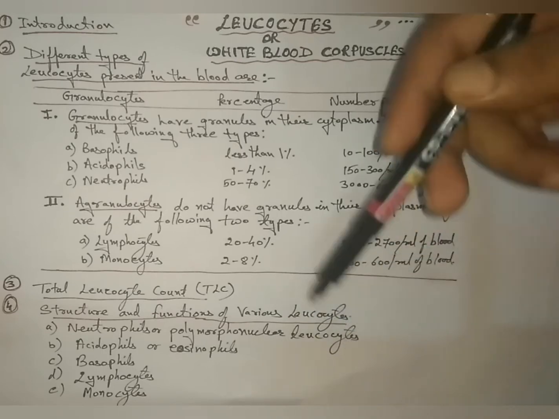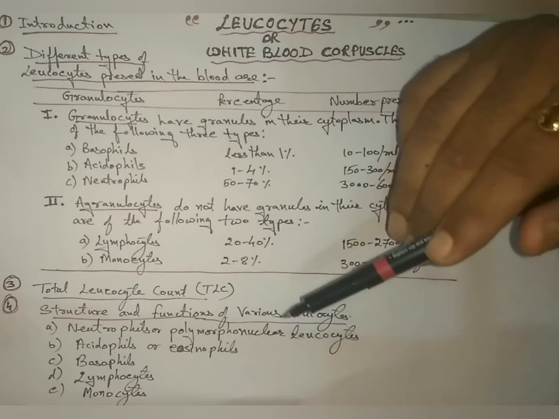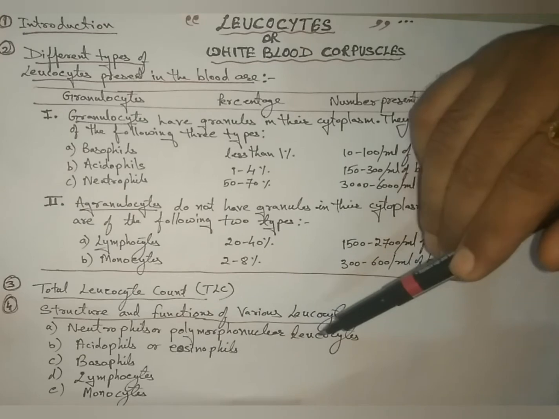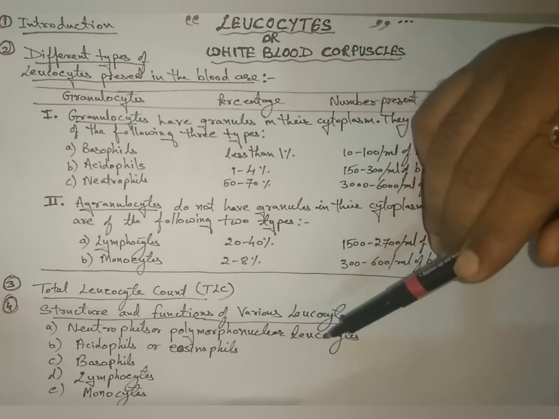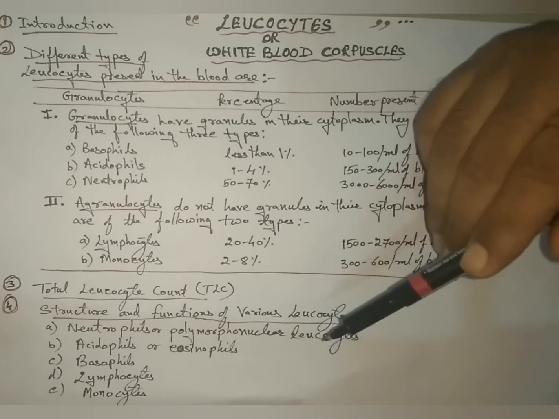Leukocytes or white blood corpuscles are characterized by absence of hemoglobin, bigger size than RBC, presence of a nucleus, showing amoeboid movements, number much less than RBC, and much shorter lifespan.